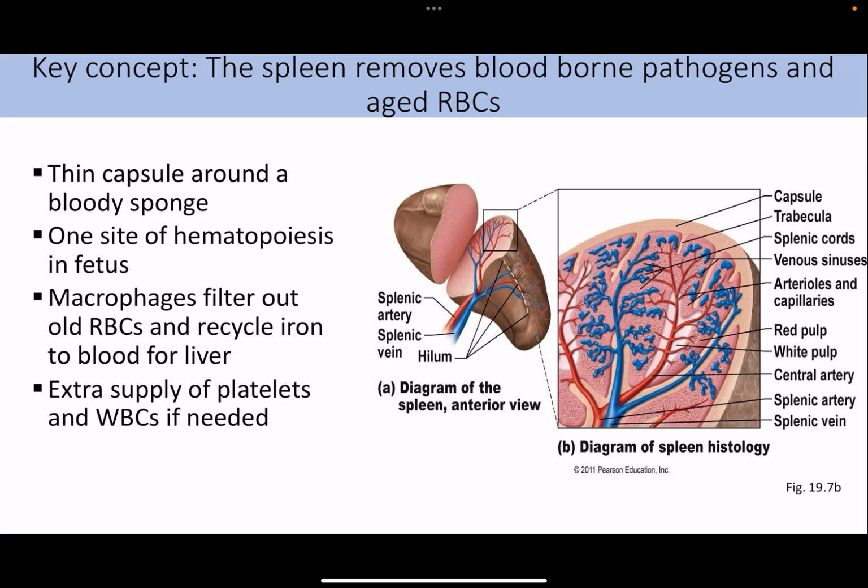All right, so the spleen is next. The spleen has a thin capsule around a bloody sponge with lots of blood going through it. Remember that it is a site of hematopoiesis in a fetus and a very young infant. So as the fetus or infant's red bone marrow is developing and they're not able to make enough red blood cells to supply their body, then their liver and spleen can also do the blood cell production until their red bone marrow is developed enough. So it's a site of hematopoiesis in the fetus.